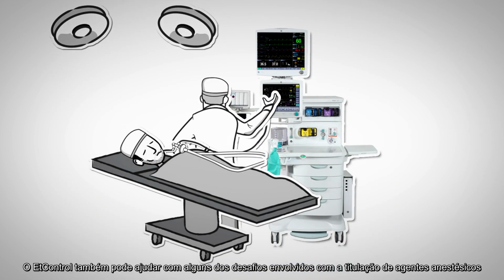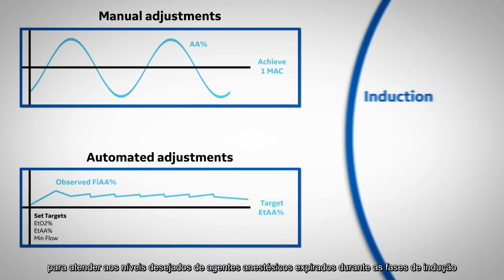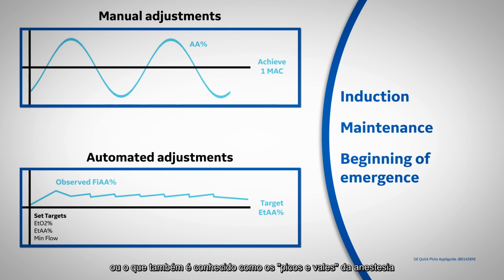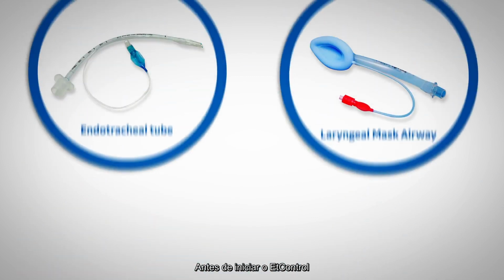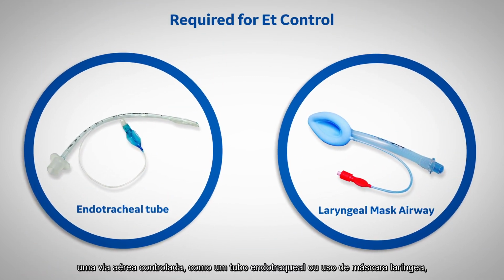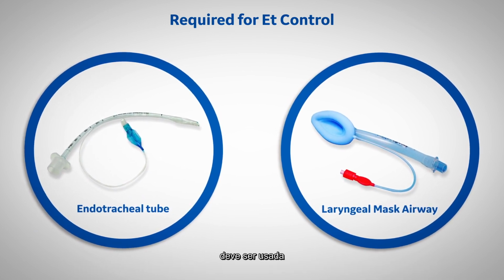End tidal control may also help with some of the challenges involved with titrating anesthetic agents to meet desired expired anesthetic agent levels during induction, maintenance, and emergence phases of anesthesia, or what is also known as the peaks and troughs of anesthesia. Prior to initiating end tidal control, a controlled airway, such as an endotracheal tube or a laryngeal mask airway, should be used.